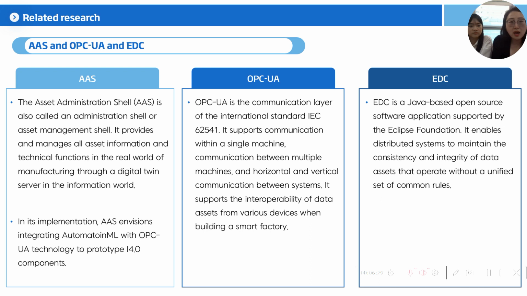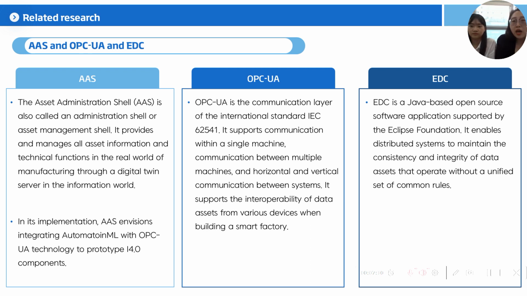They are AAS, OPC UA, and EDC. AAS is the Asset Administration Shell, also called an administration shell or asset management shell. It provides and manages all assets, information, and technical functions in the real world of manufacturing through a digital twin server in the information world. And in its implementation, AAS envisions integrating AutomationML with OPC UA technology to prototype Industry 4.0 components.